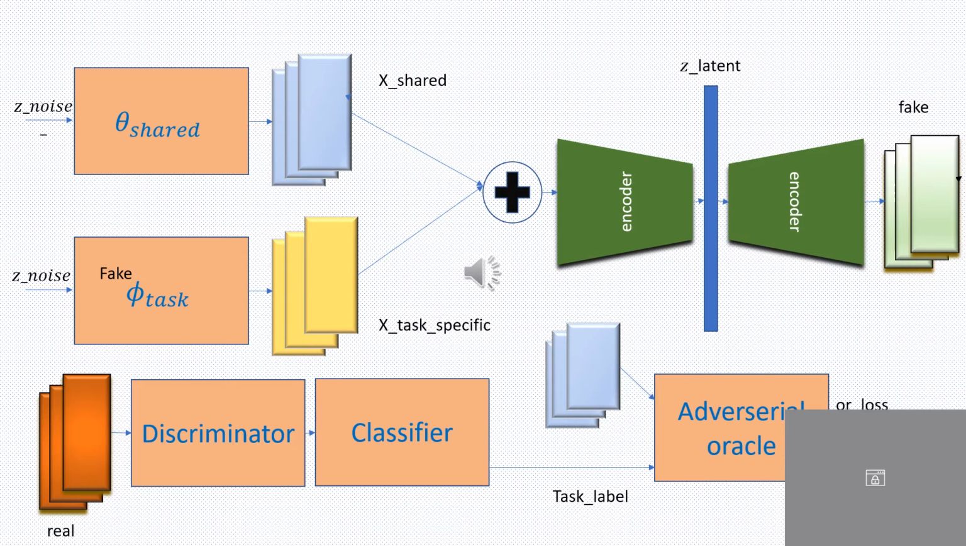This is the upper-level architecture of my algorithm. Notably, we have an adversarial oracle that functions as a critic, which prevents the upper network theta shared from encoding any task-specific information.